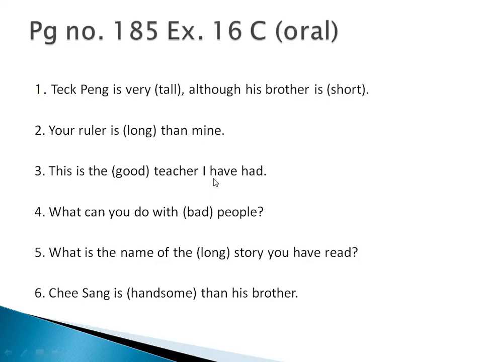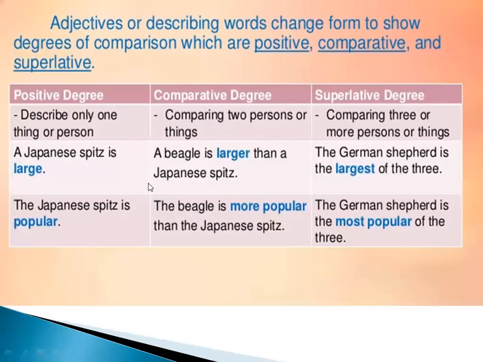This is the good teacher I have had. Now, whenever you are having the before the adjective, you have to use the superlative degree over here. This is the best teacher I have had. Again, here, handsome, the most handsome it will be. You have to use the superlative degree when you are having the before the adjective. The longest story you have read. So, this is all about the topic today.